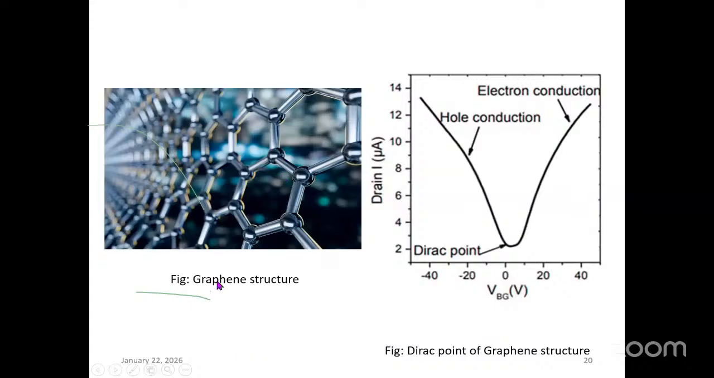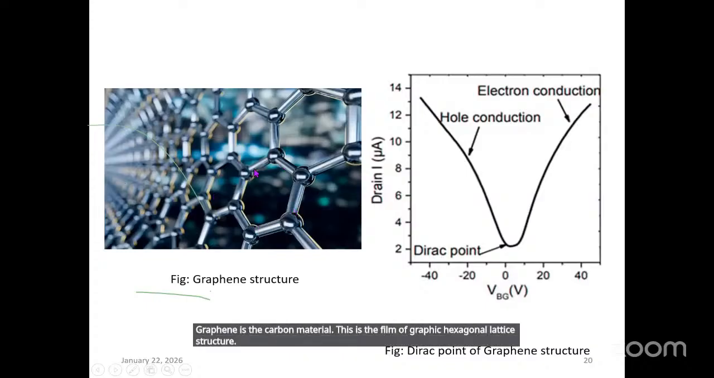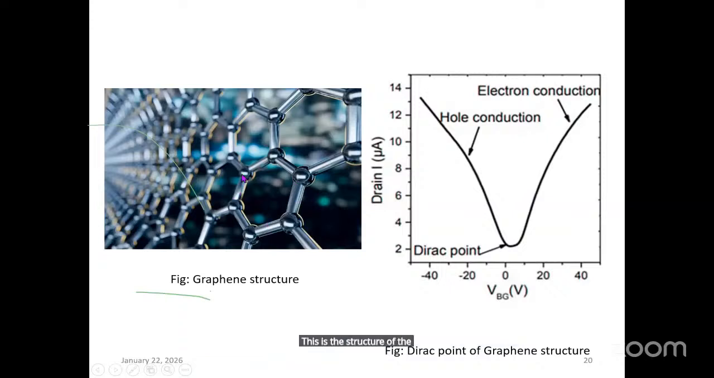Graphene is the carbon material. This is the film of graphene hexagonal lattice structure. This is the structure of the molecule of the graphene material, or carbon material. This material has got this property. This property is called the Dirac point of the graphene structure.